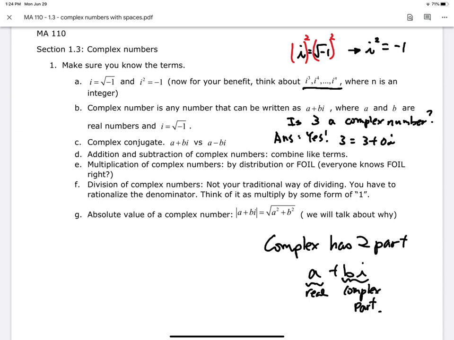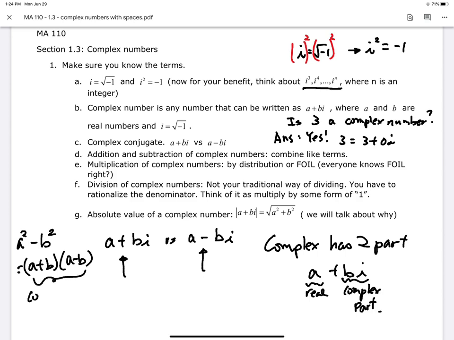Complex conjugate. Notice a plus bi versus a minus bi. The only thing that's different is the signs. One's a plus, one's a minus. You have done something like this back in factoring. For example, a squared minus b squared is the same as a plus b times a minus b. These are conjugates. So it's something that you have seen before, but this time we just want to extend it to complex numbers.